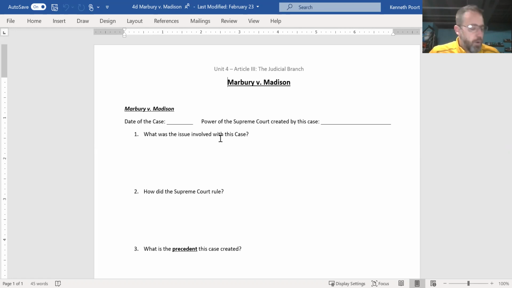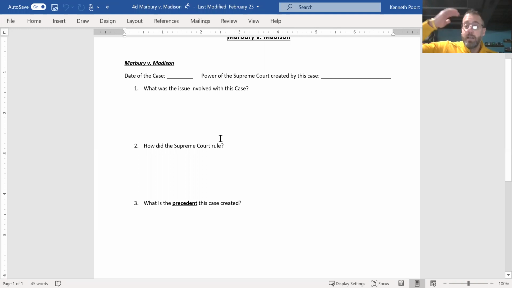Remember, as we read through that, the Supreme Court's decision was that the Supreme Court doesn't have the power to do that. And by making that decision, they created the idea of judicial review, that the Supreme Court can only decide if actions of government are constitutional or not.